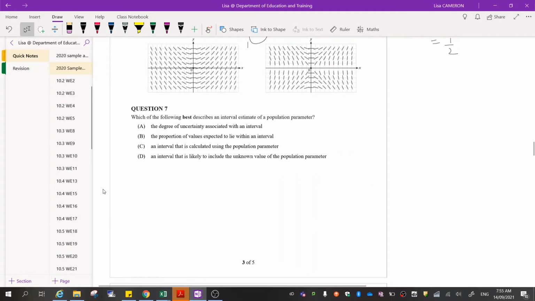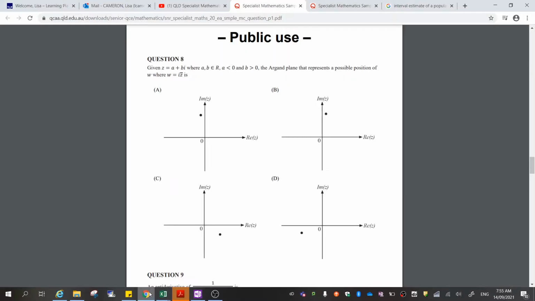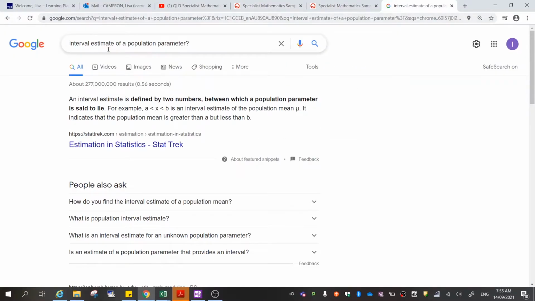Now question 7. Which of the following best describes an interval estimate of a population parameter? So the first one, the degree of uncertainty associated with the interval, doesn't have a lot to do with the population parameter. The easiest way to start this question is to Google interval estimate of a population parameter. An interval estimate is defined by two numbers between which a population parameter is said to lie. So for our interval estimate, the population parameter should be between those two numbers.